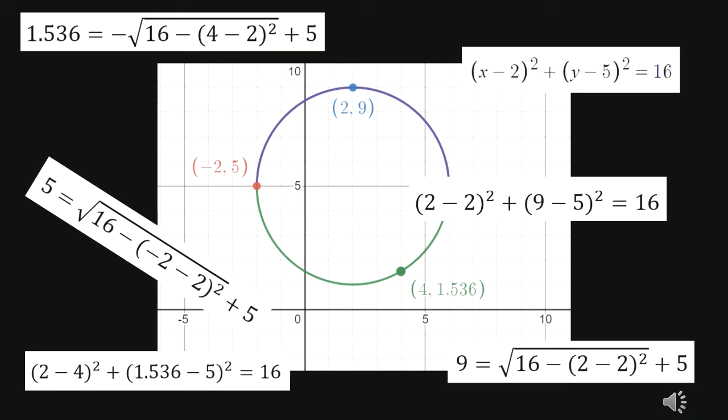So if I plug 2 in for x and 9 in for y, 2 minus 2 squared is 0, 9 minus 5 squared is 16. So 2, 9 is an example point on the circle. So is 4 for x and 1.536 for y. If I plug 4 in for x and 1.536 in for y, the equation is true whether I'm using one form or the other form.